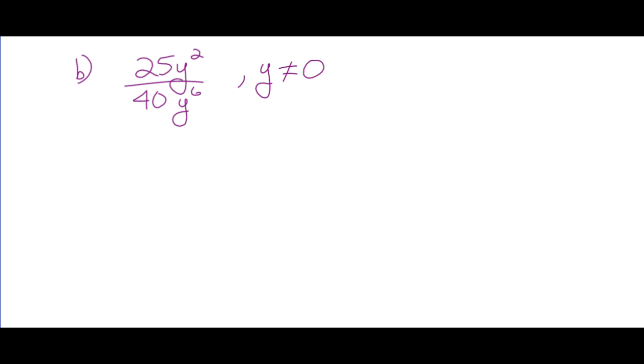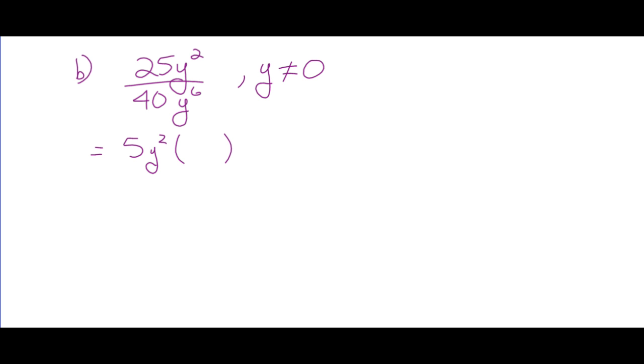Okay, how do you want to do this? Take out the common factor and then cancel them, or just do it in place? Okay, let's go with common factor. What's the largest number that goes into 25 and 40? 5. What's the smallest power? Basically, what's going to be common between these guys is the smallest power of y. So what's the smallest power of y? y squared. Okay, so we're going to write the top as 5y squared.